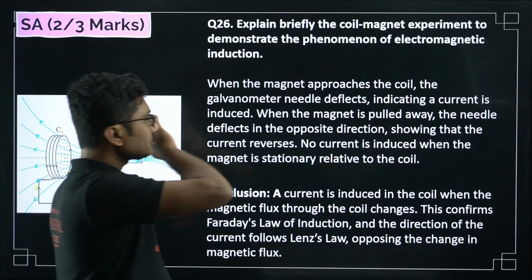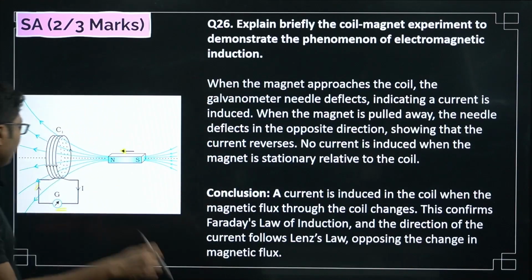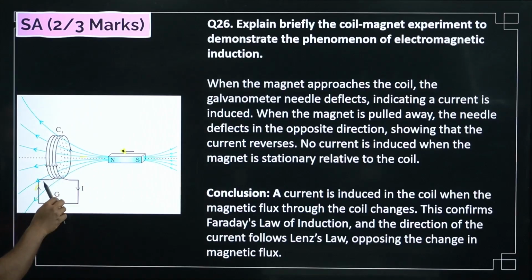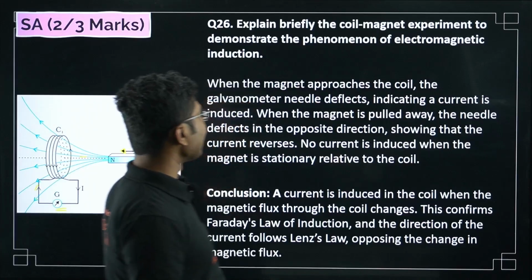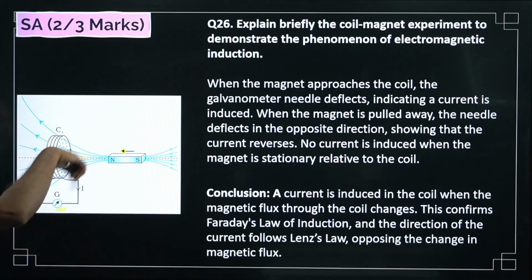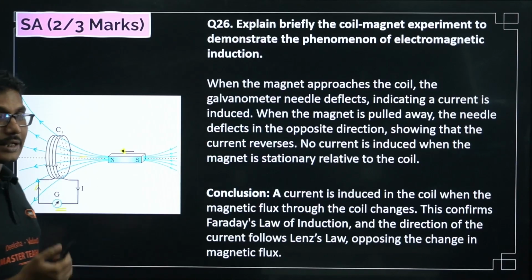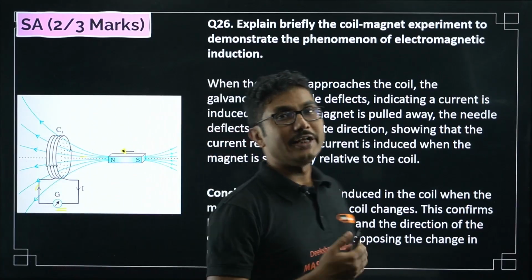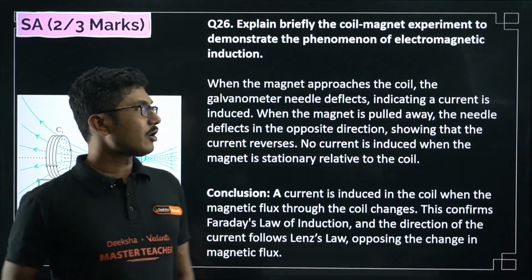When the magnet approaches the coil, the galvanometer needle deflects, indicating a current is induced. What is the meaning of deflection of the galvanometer? It means there is a current flowing through it, but initially there was no current. This current which came into the circuit because of the motion of the magnet is called induced current. So we can say that there is a current induced in the coil.